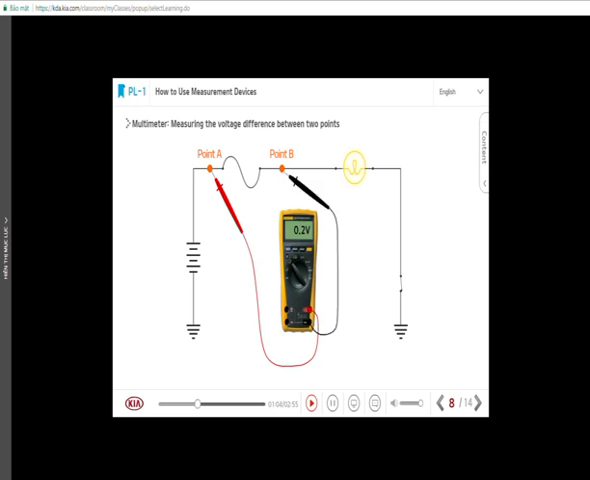For your information, the black probe is usually put on the place that has a lower voltage. This method is used to check the voltage difference between 2 points. In other words, to check how much voltage is used between the 2 points.